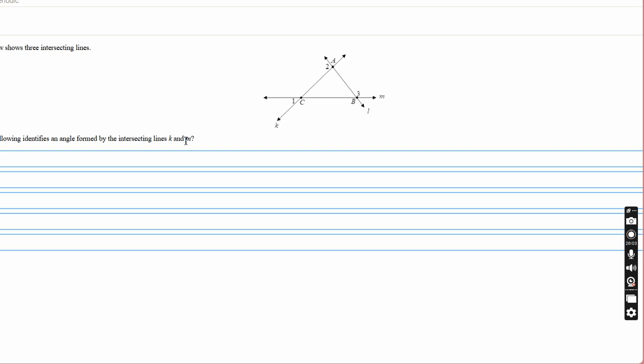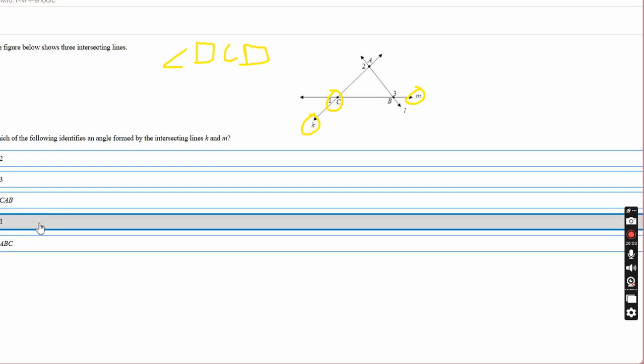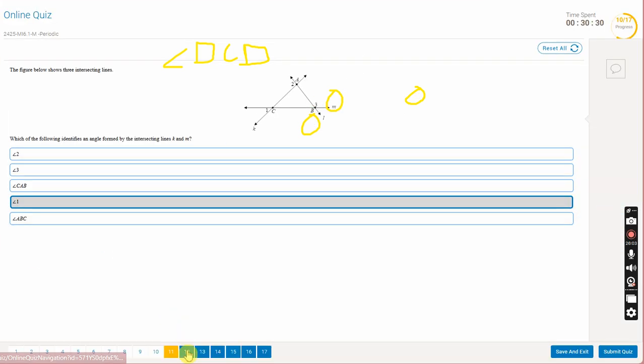Which of the following identifies an angle formed from intersecting lines K and M? Now let's see K and M. Remember, the rays are supposed to be intersecting. So K and M. Now you automatically know where these two lines are coming together, angle C and 1. So either they will have angle C in between, so there will be a letter here, C, and then another letter here, or it will just be angle 1. We have angle 1, so we can just go towards that and write that as our answer. Let's go to the next one.